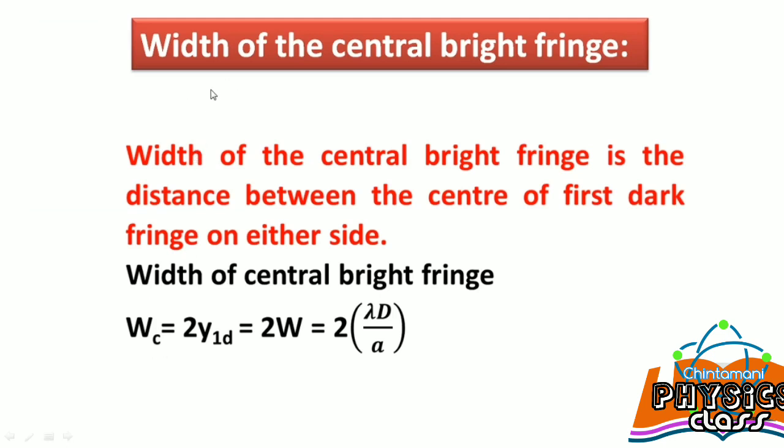Next, we can find the width of the central bright fringe. What is the basic definition? The width of the central bright fringe is the distance between the centers of the first dark fringes on either side. The width of the central bright fringe, W_c, is equal to twice y_d, which is equal to twice W, that is 2 lambda D divided by a. This is the width of the central bright fringe.